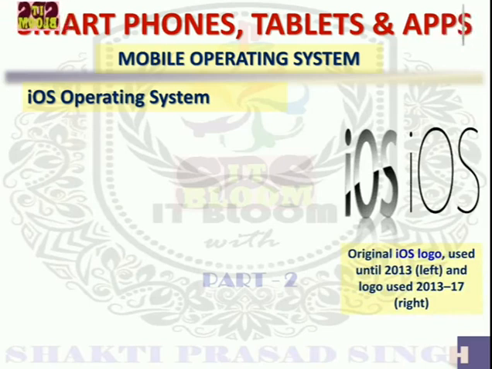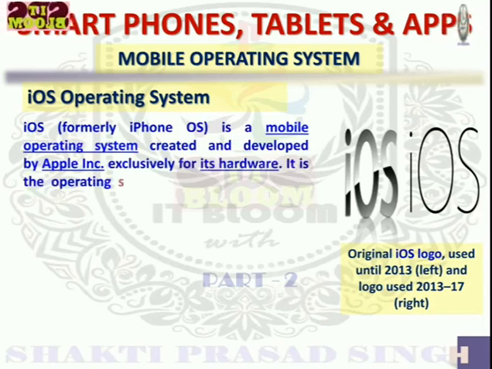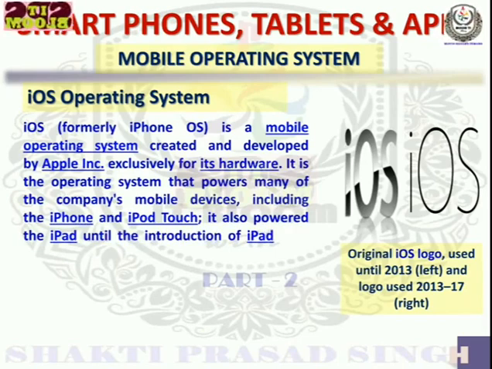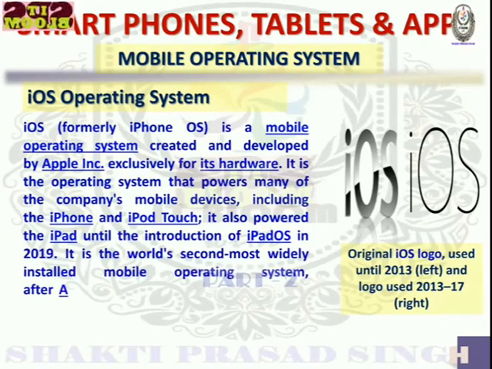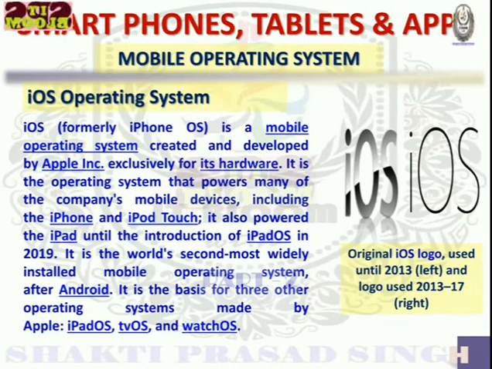These are the logos of iOS. The original iOS logo was used until 2013, on the left side, and the logo used from 2013 to 17 is on the right side. iOS, formerly iPhone OS, is an operating system for mobiles, created and developed by Apple Incorporation exclusively for its hardware. iOS is only manufactured for Apple built mobile and computer systems. It will support that hardware, not all hardware.